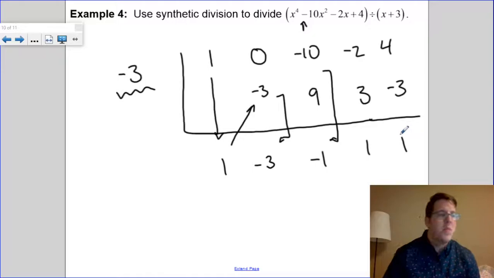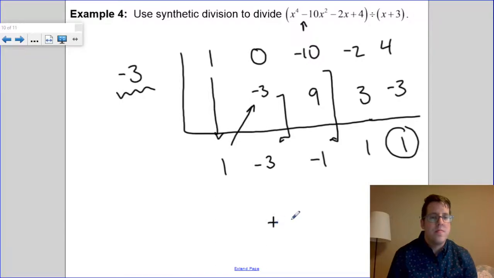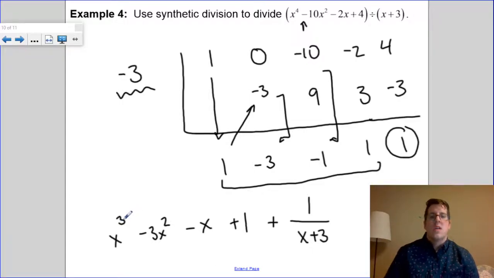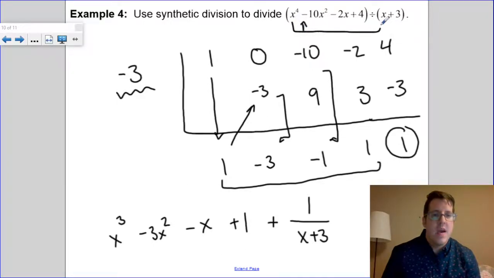Now, what does this all mean? Well, this number right here is your remainder. And then every other number represents a coefficient of your quotient. So +1, this is a -x, a -3x squared, and an x cubed. Now, you could check that by doing long division, but it does make sense that if you were going to divide x to the 4th by x, you would get x cubed something.